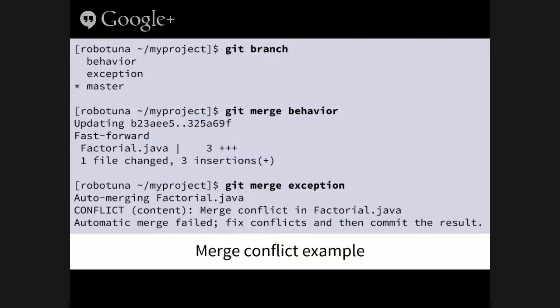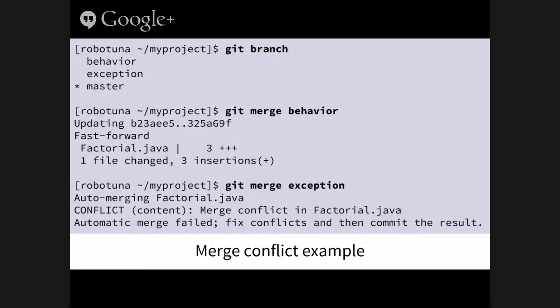So anyways, when you say git merge behavior, it'll take all the commits from the behavior branch and merge them into wherever you currently are, which in this case is the master. Git branch will list your branches, and the asterisk will tell you which one you're on. So that's a way to see all the branches you have. First we'll merge in the behavior branch, and that works fine, right? All it does is add a comment, so that's not bad.